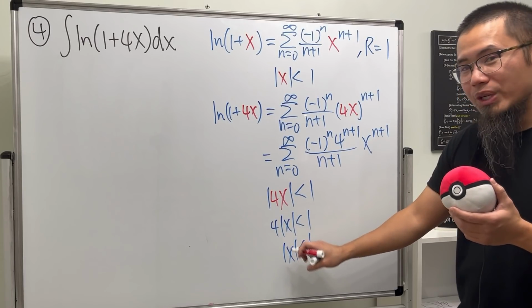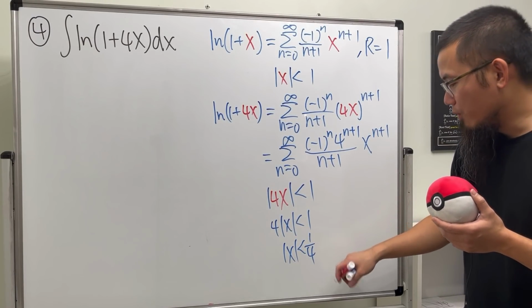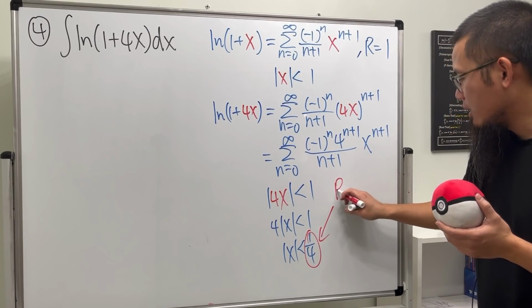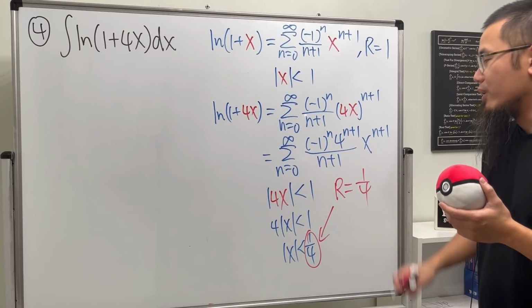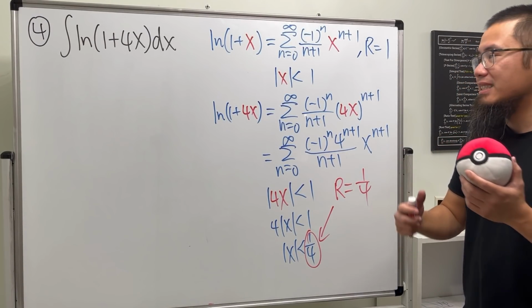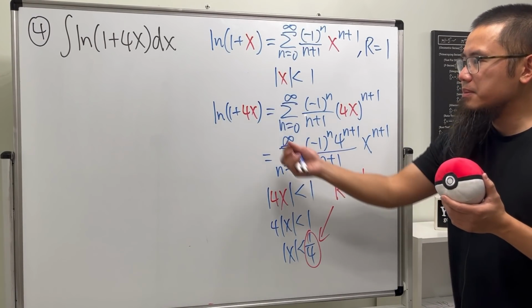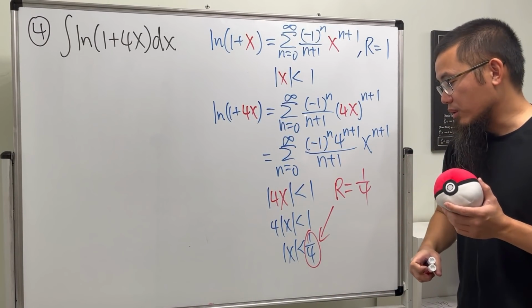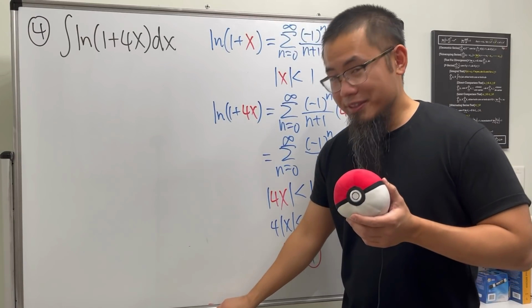So you see, we have the absolute value of x is less than 1 over 4. This right here tells you the r. So I'll just tell you r is equal to 1 over 4. Alright, so be really careful, especially when you have a finite radius of convergence. Sometimes if you have a number in the front and things like that, you will have to work it out carefully. Now, here's the best part, right?